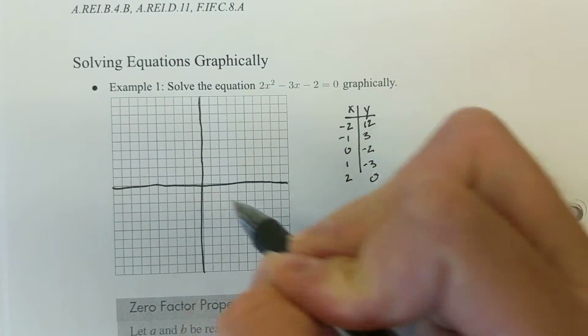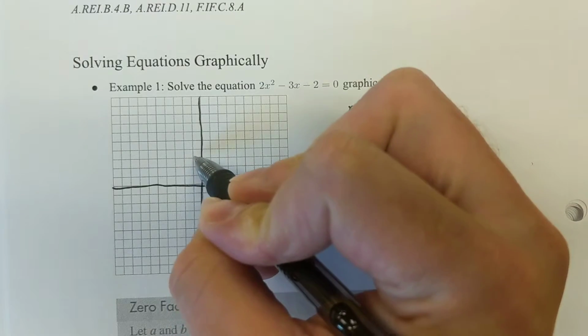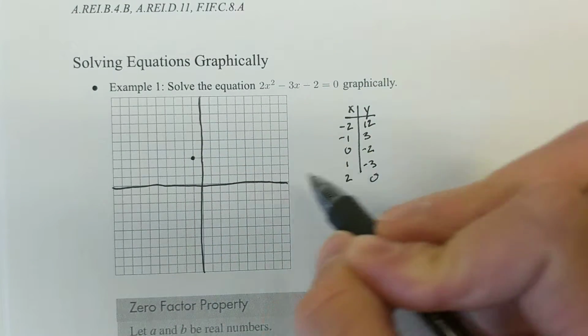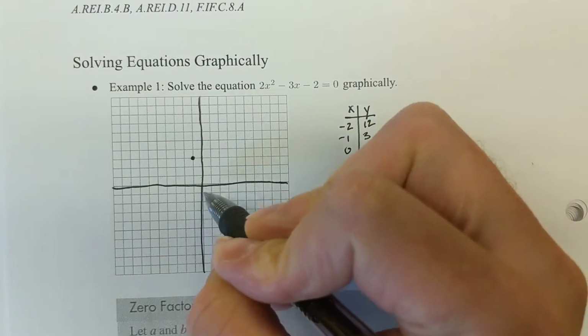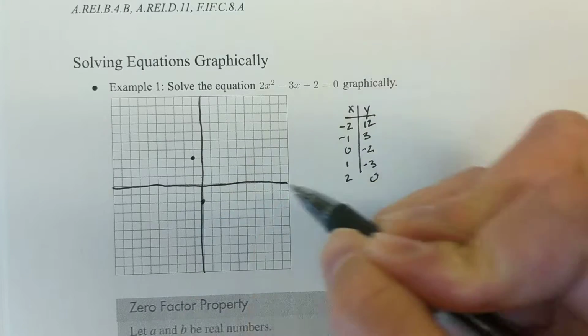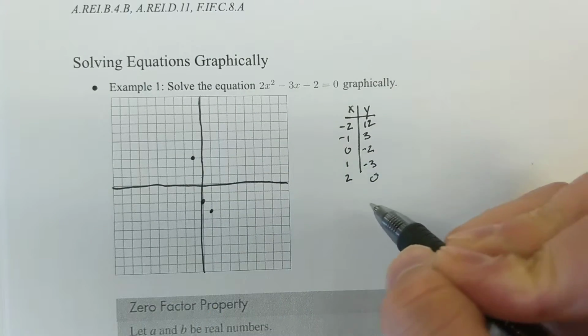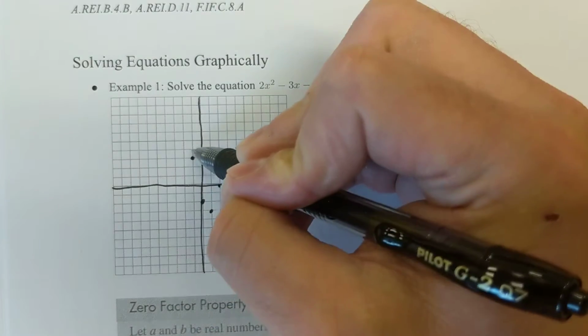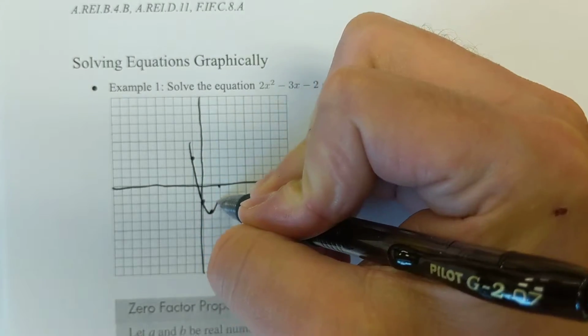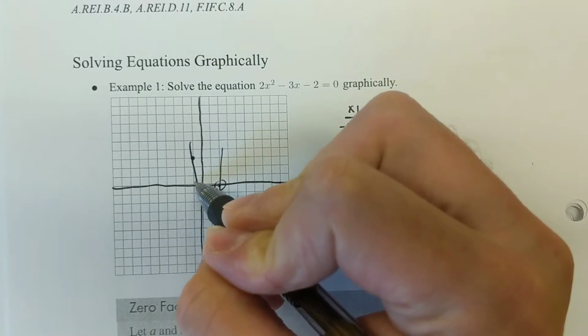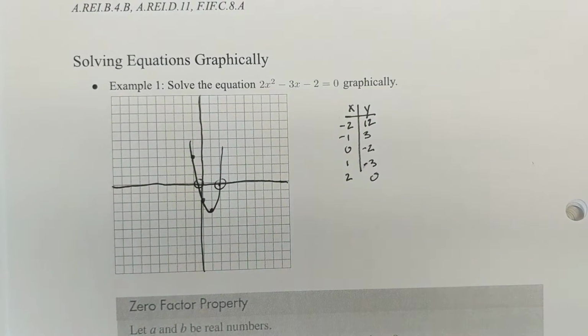So that one's off the top of the graph. -1, 3 would be right there. 0, -2 would be down there. 1, -3 would be right there. 2, 0 would be right there. So I've got a value there, and there's a value there. So those would approximately be the solutions to the graph. So x equals about -0.5, and x equals 2 would be my solutions.